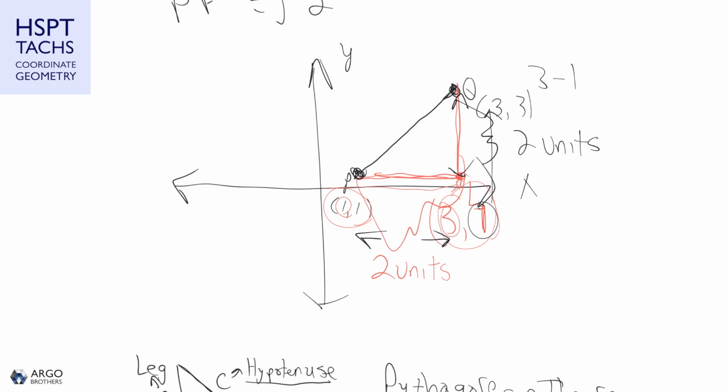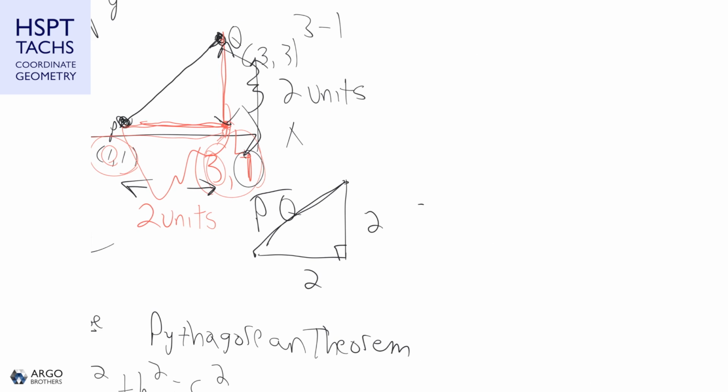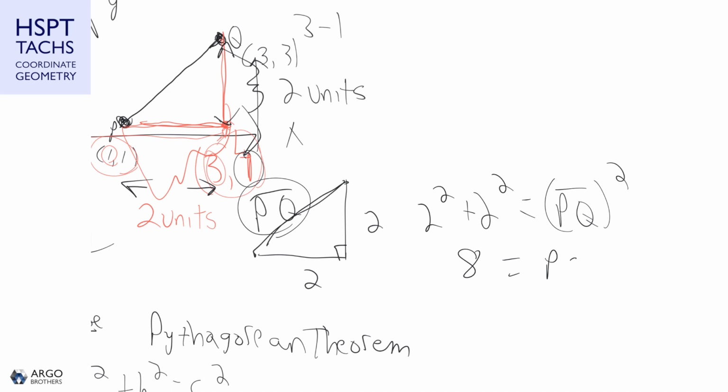Now that we know this is basically a right triangle with a distance of 2 here, a distance of 2 here, and we're looking for PQ, well, let's use the Pythagorean theorem. So we have 2 squared plus 2 squared equals PQ squared. And I'll call PQ just PQ. We can leave it like that. It's a quantity. So PQ squared. What's 2 squared plus 2 squared? That's 8. Okay, and that equals PQ squared.